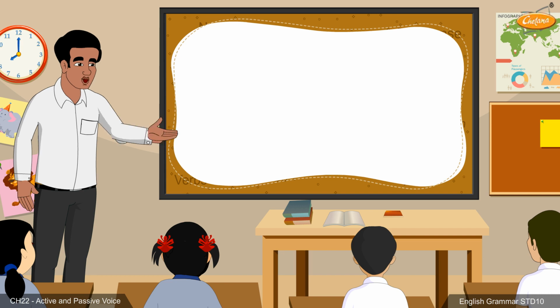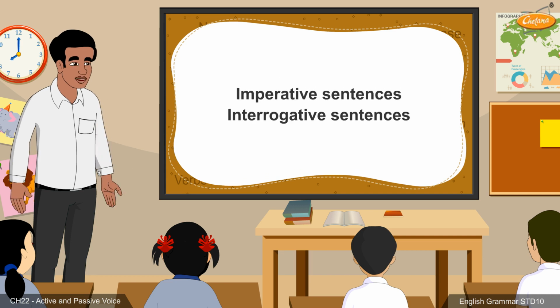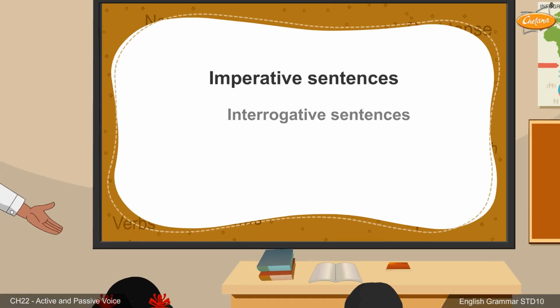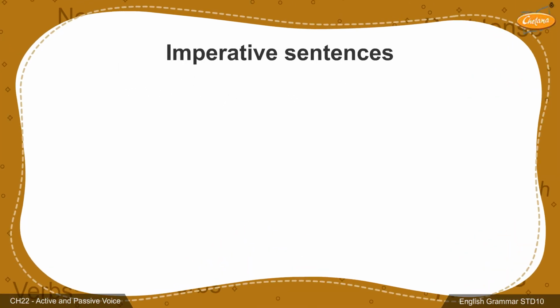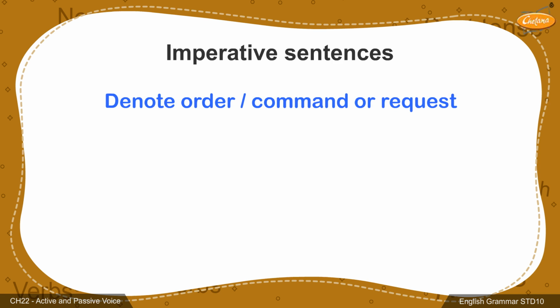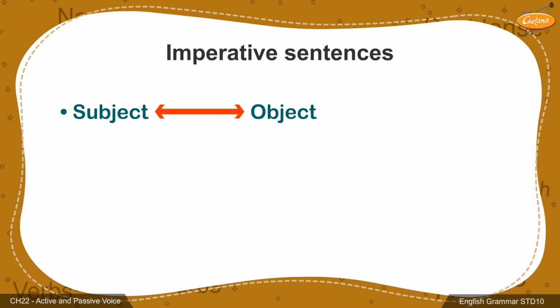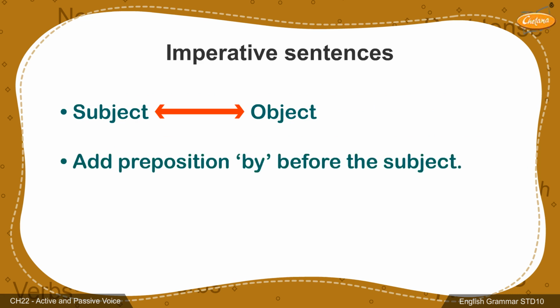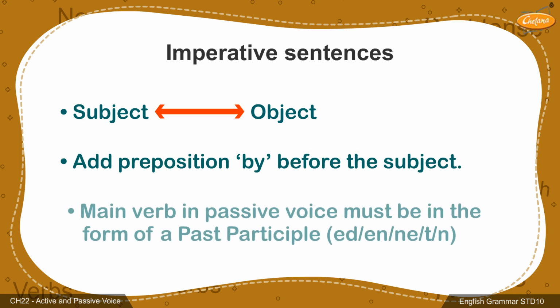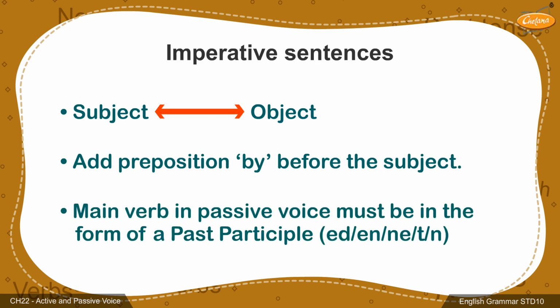We'll now be dealing with changing the voice from imperative and interrogative sentences. Students, you know that imperative sentences denote order, command, or request. While changing such statements to passive voice, the word let is used at the start. Remember that all other rules, including the subject, object swap, adding by before the subject, past participle form of the main verb must be followed in such sentences.